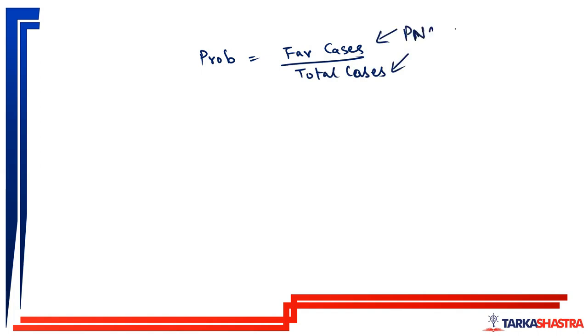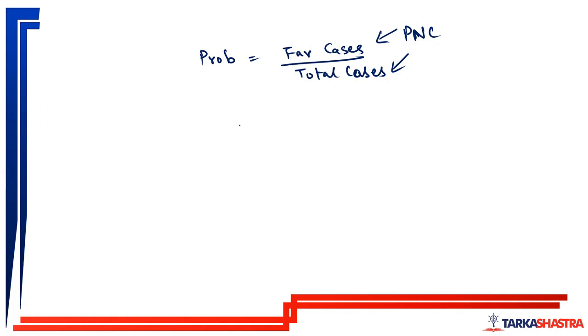So what is the basic concept of probability? Probability is nothing but favorable cases upon total number of cases. Now to find out these favorable cases and total number of cases, we need the logic of PNC, permutation and combination. So probability is an extension of permutation and combination.